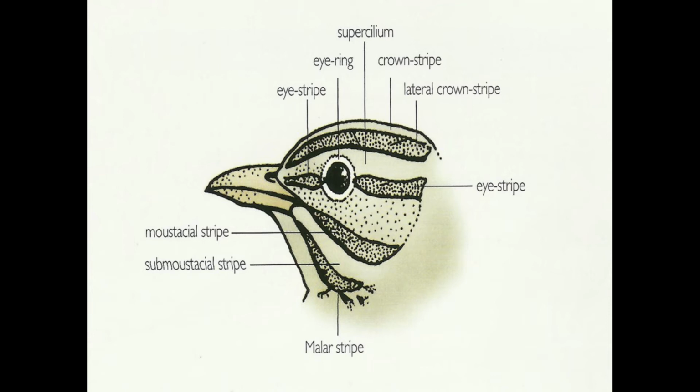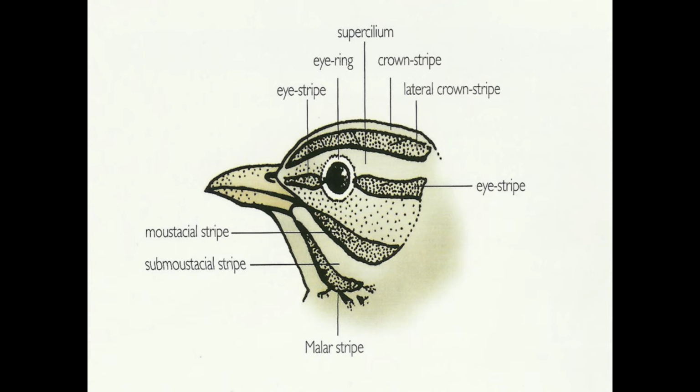The supercilium is also referred to as brow in some field guides. A streak extending backwards and downwards from the base of the bill, above the malar region, as seen in the bearded reedling, is known as moustachial stripe. A streak below the moustachial stripe and submoustachial stripe that extends from the base of the lower bill to the side of the neck is known as malar stripe.